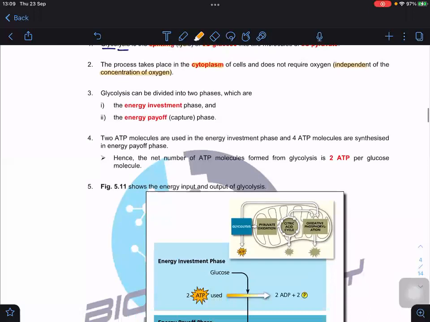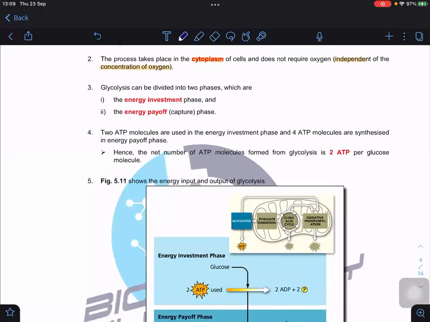And the entire glycolysis, we can actually divide into 2 phases. The first phase we call the energy investment phase. Basically it means that we invest energy, and then we gain back energy in the energy payoff or energy capture phase. The idea is very simple. Try to imagine you want to start a business. First thing you need to invest first, right? You need to buy the product first before you can sell the product.